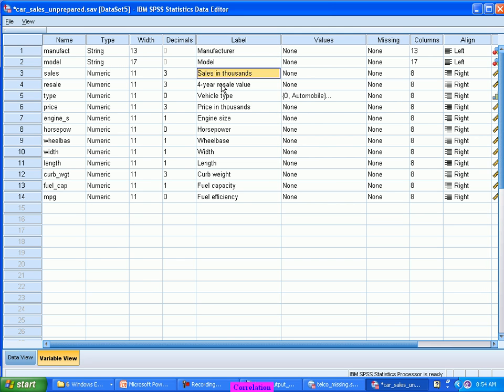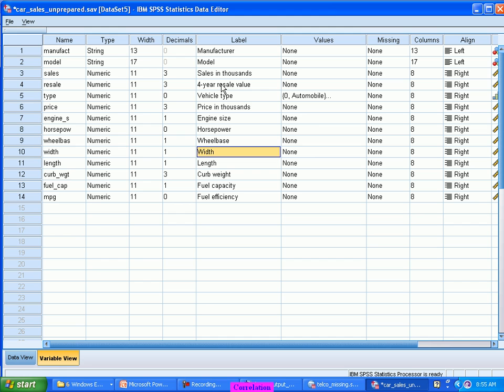So all it is done in this data set is all the cars that are available in the market, all brands, everything. How many were sold in the last year? What was the resale value? And what is the type of that? Is it an automobile or a truck? So probably we can talk about SUVs, LUVs, all this kind of stuff. Then what is its price, and some of the features of the car: engine size, horsepower, wheelbase. They are all taken. Fuel capacity, fuel efficiency, some of the factors are taken.